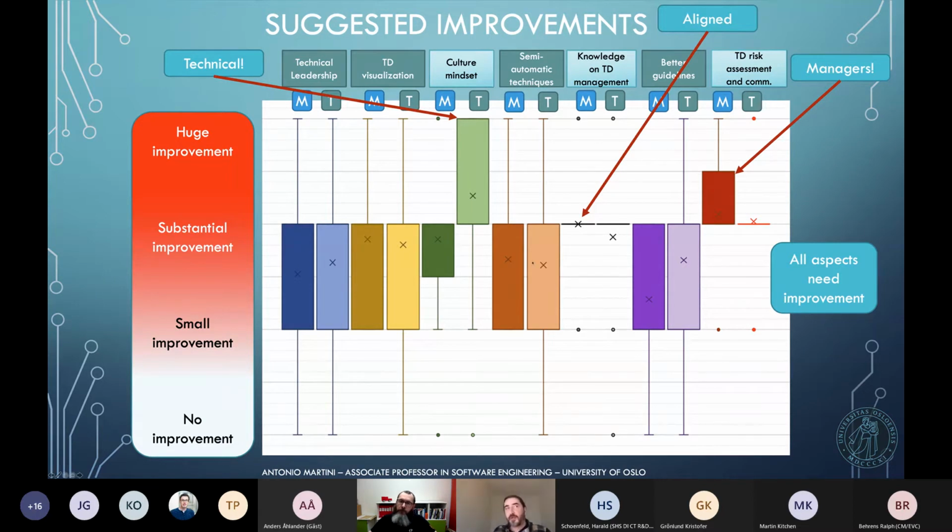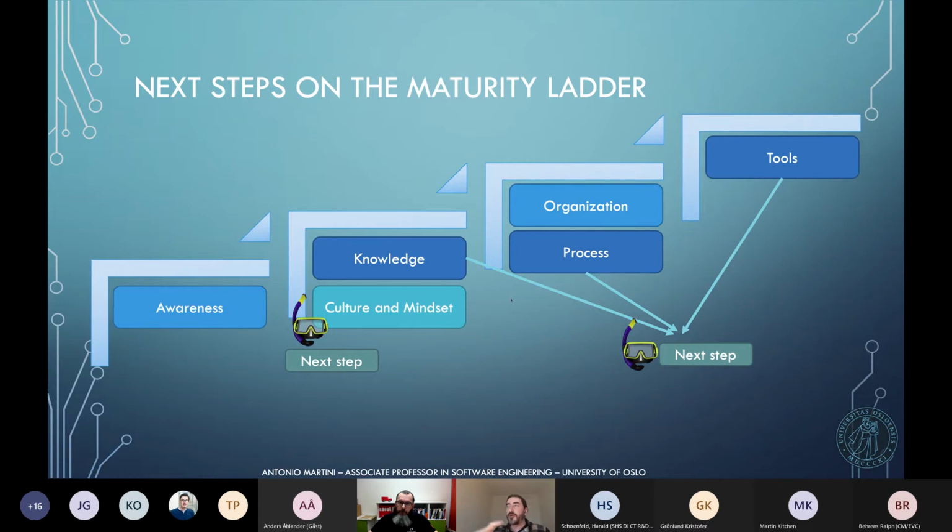So based on this and on the results that we had, we said, okay, let's try to understand what the next steps are. And basically, we put all these topics in a maturity ladder. The rationale for this is that first, we need to have a good awareness. Without awareness, we can't really do anything about other practices related to technical debt. If we don't know what technical debt is and that it's important, it's difficult to do anything else.